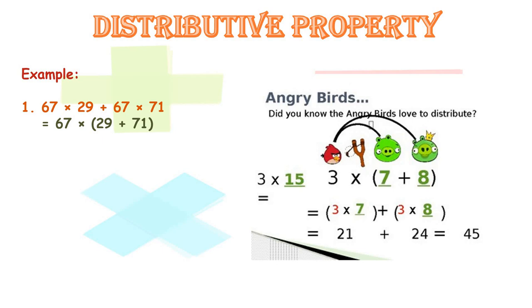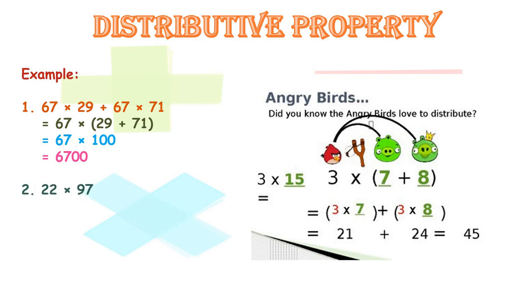Now we will use the BODMAS rule. So 29 plus 71 is how much? 100. So it will be 67 into 100 and our answer finally will be 6700. So see, without any proper calculation we found the answer, right? It is so easy to use the distributive property and the calculation becomes so easy.